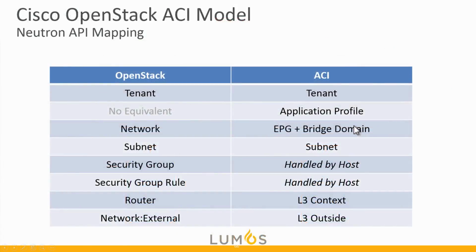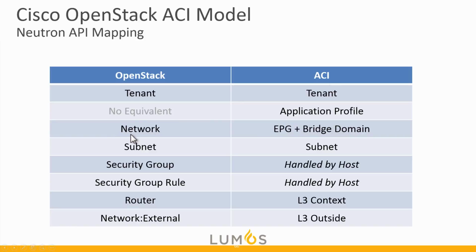So if we're using that Neutron to ACI API mapping, then in that older model, ACI called something a tenant. OpenStack also calls this a tenant. ACI has something called an application profile or application network profile. Really, there's no equivalent of this naming in OpenStack. ACI has an EPG plus a bridge domain, and together those in OpenStack are called a network.